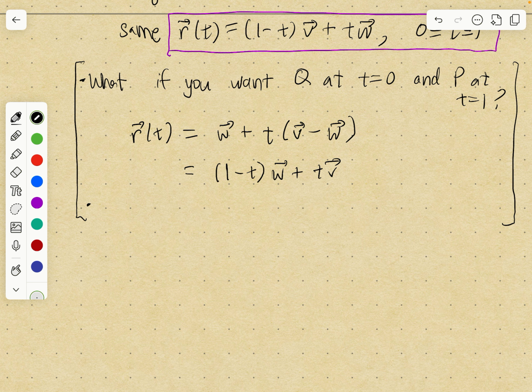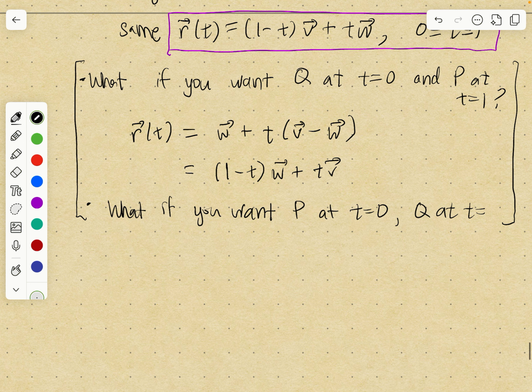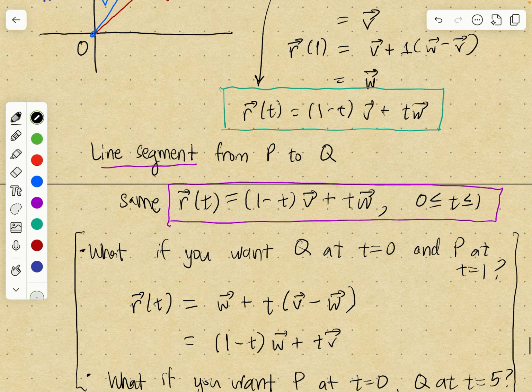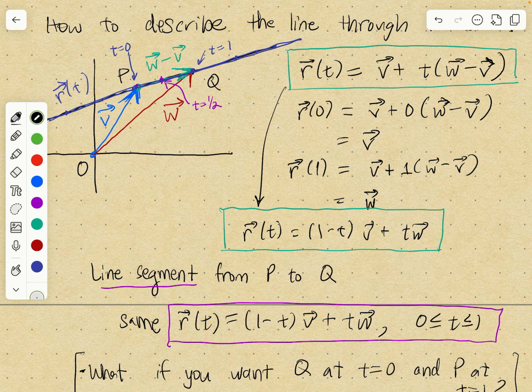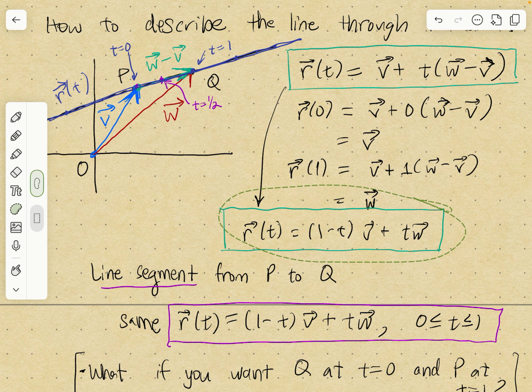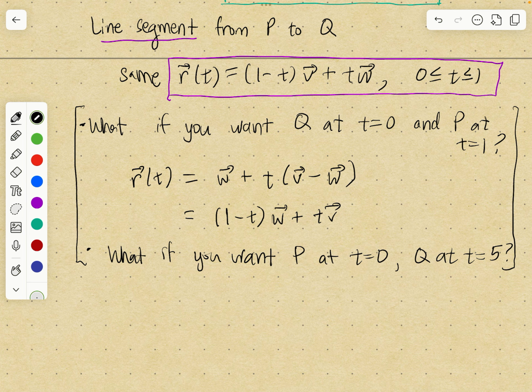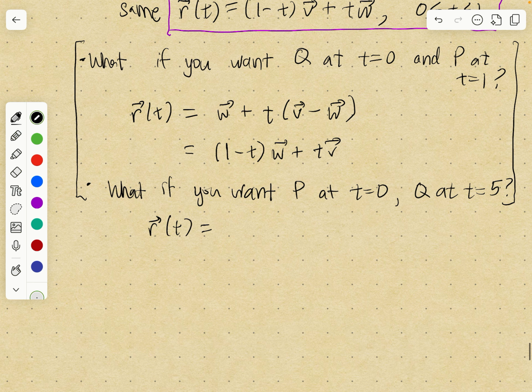Now another thing you can do is adjust t. What if you want P at t equals 0, at the beginning, but then you want Q at t equals 5? Well, then you're going to have to adjust this R of t, right? Can you come up with a way to adjust this so that when t is 0, you get P, and when t equals 5, you get W? What you can do is replace t by t over 5. So if you do (1 minus t over 5) v plus (t over 5) w, now when you plug in t equals 5, you get w, and when you plug in t equals 0, you get v.